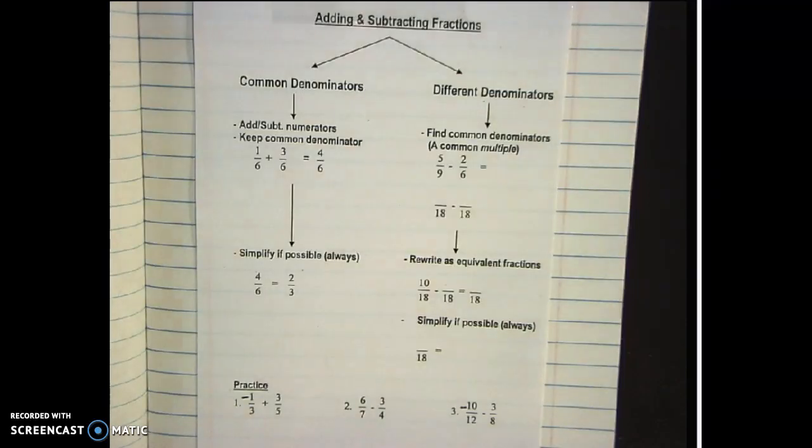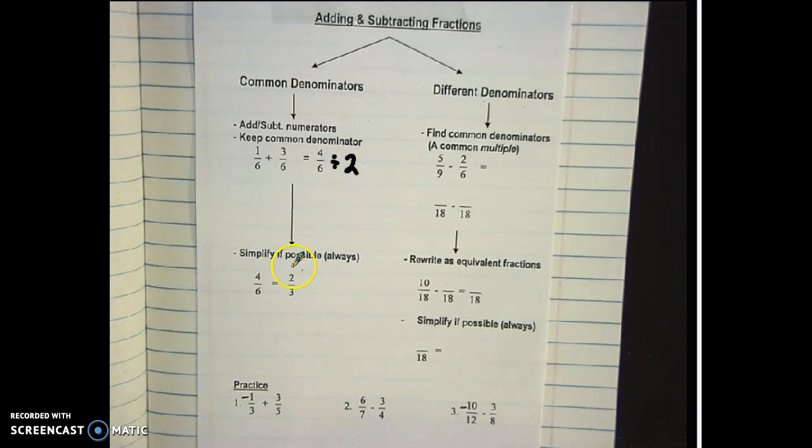and subtracting fractions. To add with common denominators, add or subtract the numerators and keep the denominator. So if I have 1/6 plus 3/6, I keep my denominator, add my numerators. 1 plus 3 is 4/6. Simplify if possible. 4 and 6 are both divisible by 2.